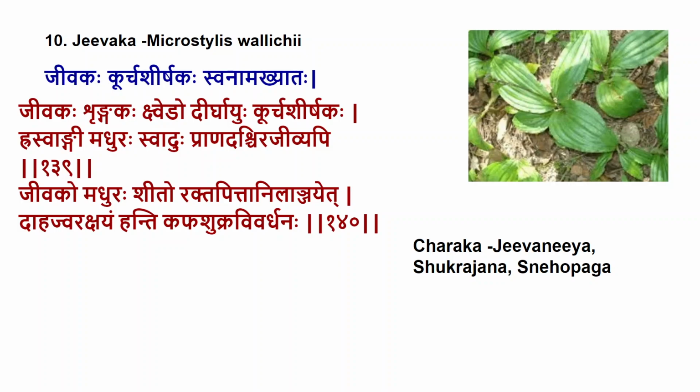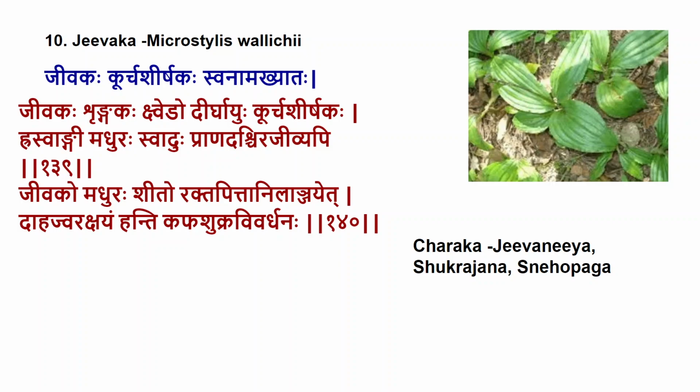Then Jivaka is another drug, again highly controversial, like what is the real Jivaka plant. But most possibly it's Microstylis wallichii. Jivaka, Kuchishishaka, Swaramukhyataha. The Paryaya of Jivaka: Jivaka, Shungaka, Shvekaha, Dirghai, Kuchishishaka, Swangi, Madhuraha, Swaduhu, Pranadaha, Chidajivyapi. That Jivaniya Gana, the Dravyas of Jivaniya Gana, Shukra Sanjanana Gana, or Sneha Gana, these are the Ganas where Charaka has added it. And the whole controversy is about drugs in the Jivaniya Gana.